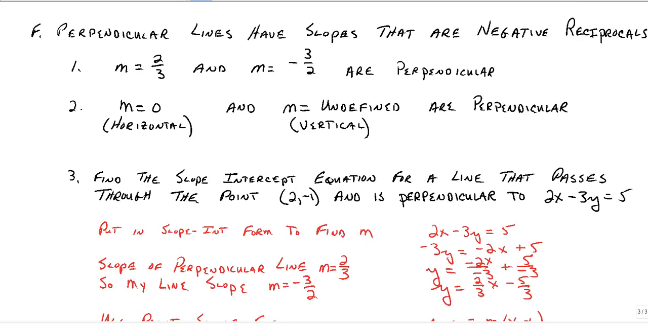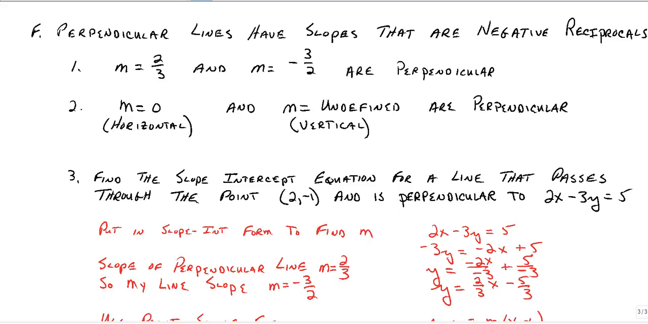Okay, here's a couple things that are important for us to know. Perpendicular lines have slopes that are negative reciprocals. So for example, if I have a line that has a slope of 2/3, the slope of the perpendicular line would be the reciprocal of 2/3, and it would be the negative of whatever value that is. For example, 2/3 and a negative 3/2 are reciprocals. Those would be perpendicular lines.